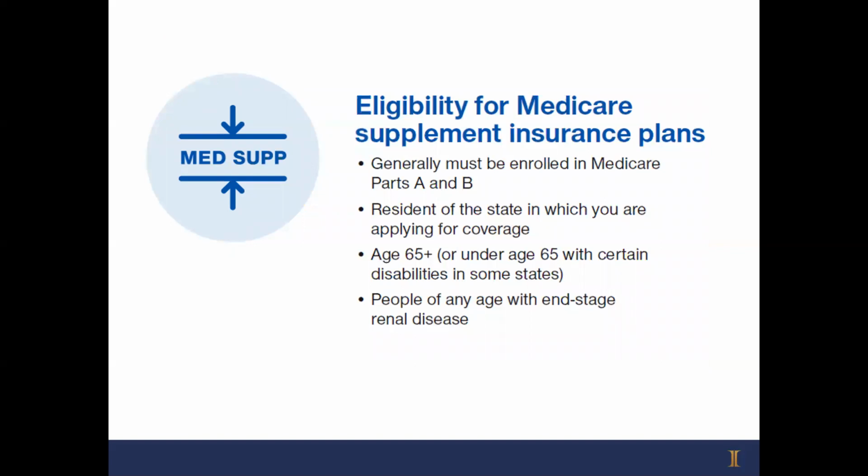The eligibility for Medicare supplement: generally you have to be enrolled in A and B, and I've never seen a plan accept anyone who's not in A and B. You have to be a resident of the state in which you are applying for coverage, and you have to be 65 or over. There are some states that offer under 65 Med-Sups. I know Kentucky has one with Anthem, but really that's the only one I'm familiar with. I don't see many under 65 come through, but it is possible. There are some plans out there for the under 65 on disability. And anyone who has end-stage renal disease is eligible for a Medicare supplement plan.